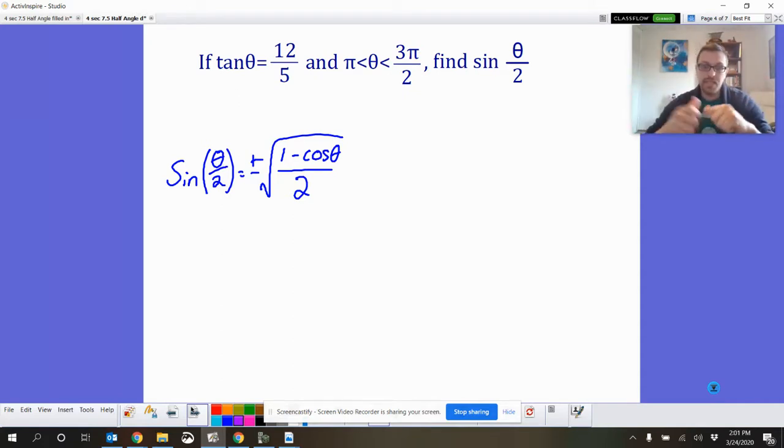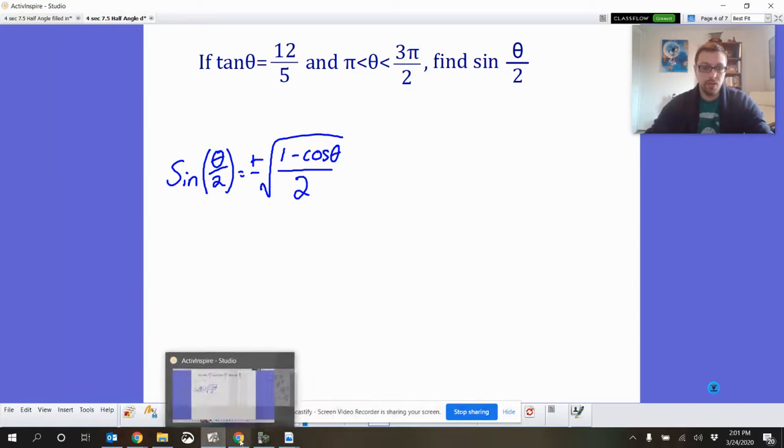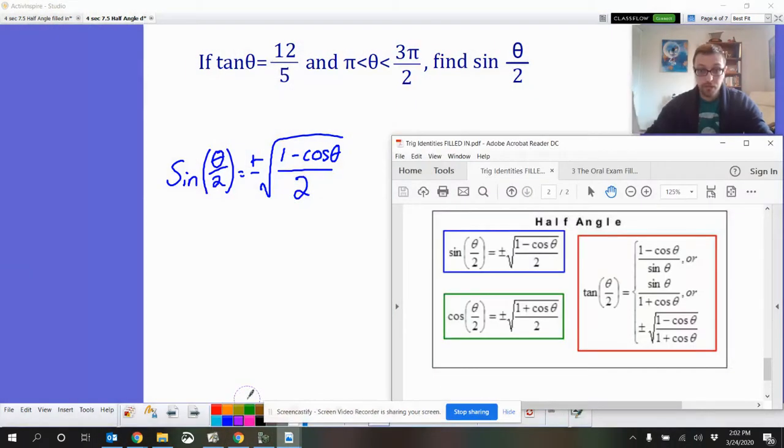So I've got this example. I want to figure out what sine of theta over 2 is. I don't care what theta is. I don't care what this angle is. I don't care what theta over 2 is. All I want to know is what sine of theta over 2 is. So I've just copied that off of my identity sheet right there.